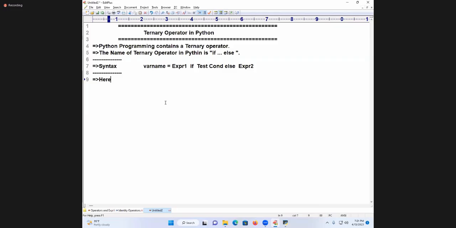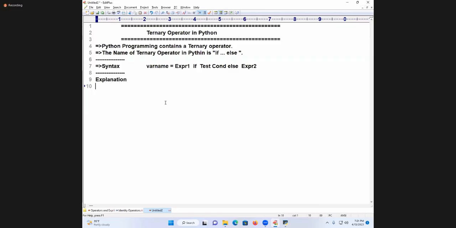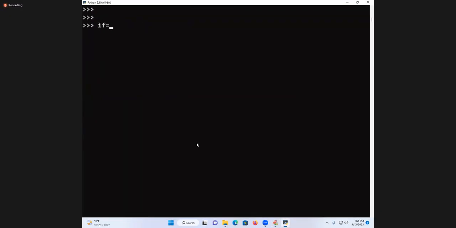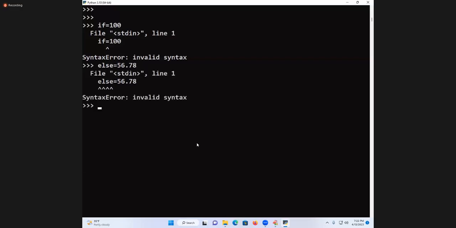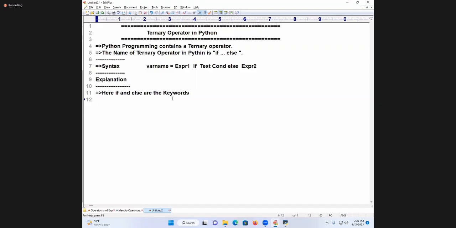First of all, I am giving the explanation here. Immediately after that I am going to start coding. What is the explanation here? First point: if and else are the keywords here. If is equal to 100, error. Else is equal to some 56.78, also error. Both of them are errors. If and else are keywords.